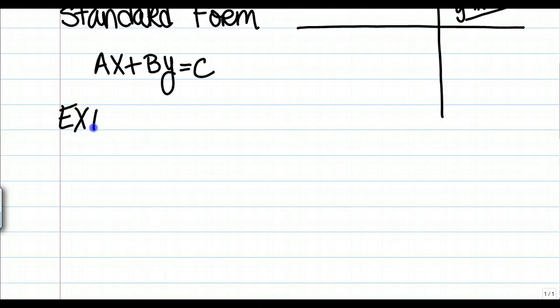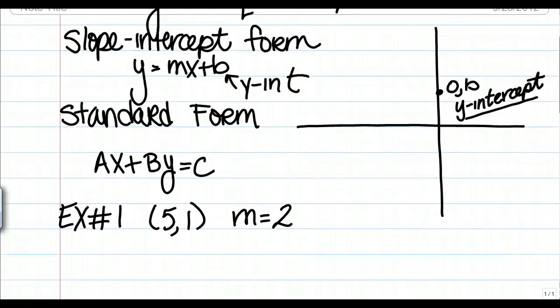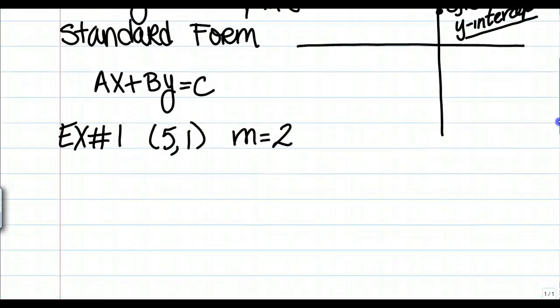Let's do example number 1. I'm going to give you the point 5, 1, and I'm going to tell you that you have a slope of 2, and I'm going to ask you to write an equation in both forms, slope-intercept form and standard form.